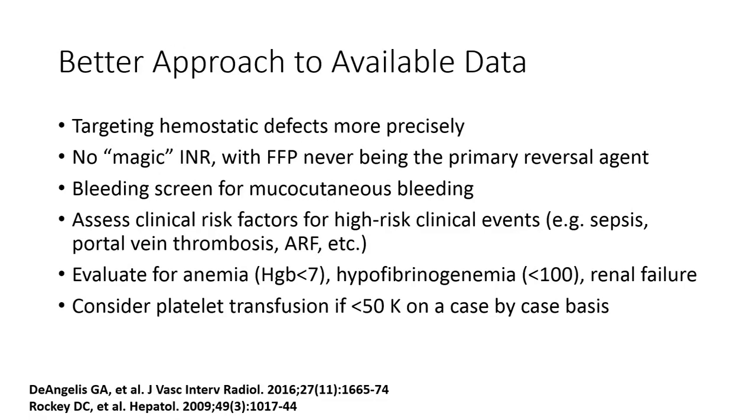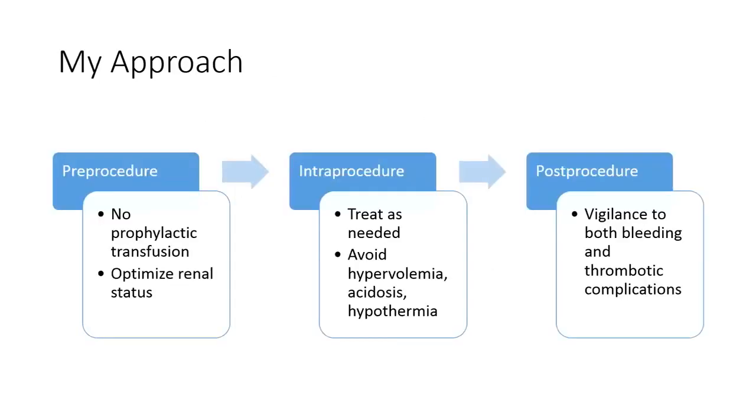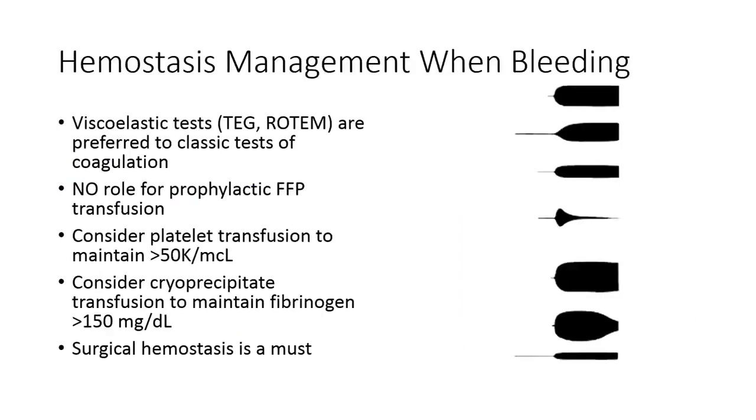And consider platelet transfusion if less than 50K on a case-by-case basis. So my approach in this patient would be no prophylactic transfusion, optimize renal status, which this patient has optimal, treat as needed if they really bleed. And there is data emerging actually that platelet number does not in itself predict need for blood product administration in this patient population. You avoid hypervolemia, avoid acidosis, avoid hypothermia, those things that exacerbate bleeding. And post-procedure, just excessive vigilance. And obviously, surgical hemostasis, or hold pressure for long enough after procedures.